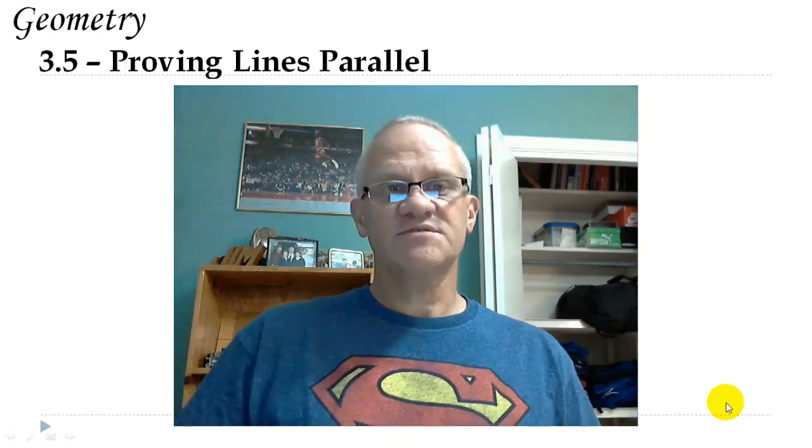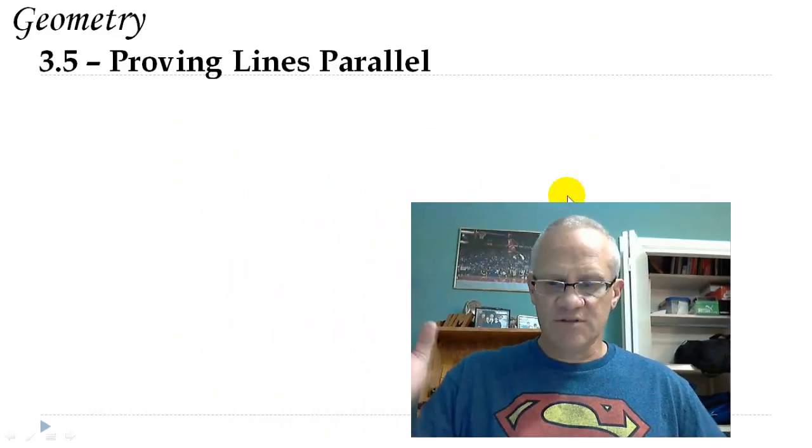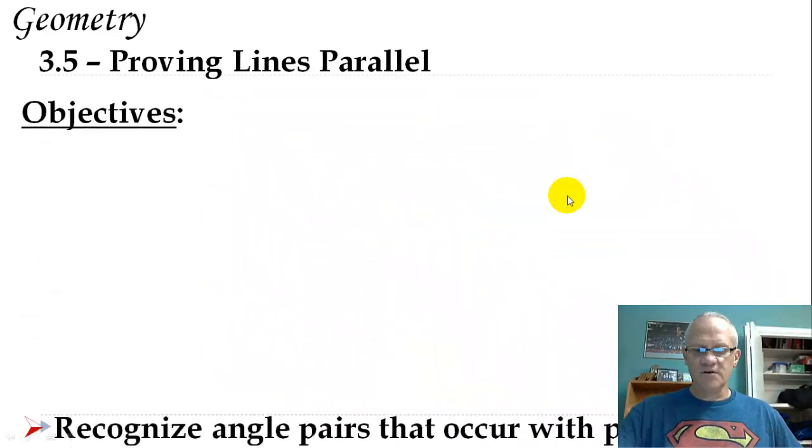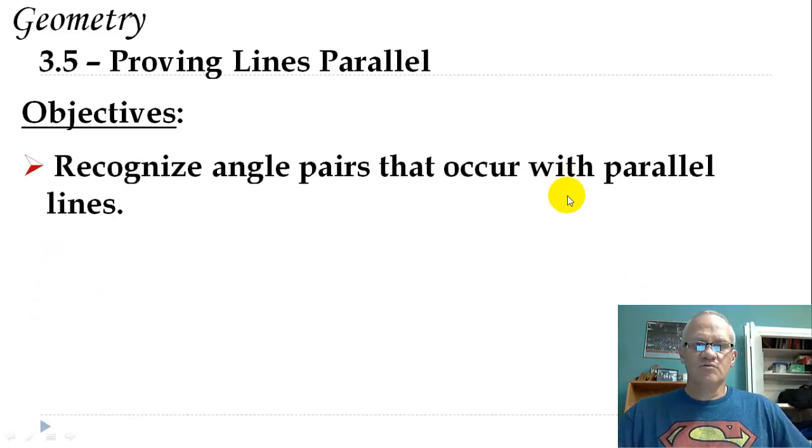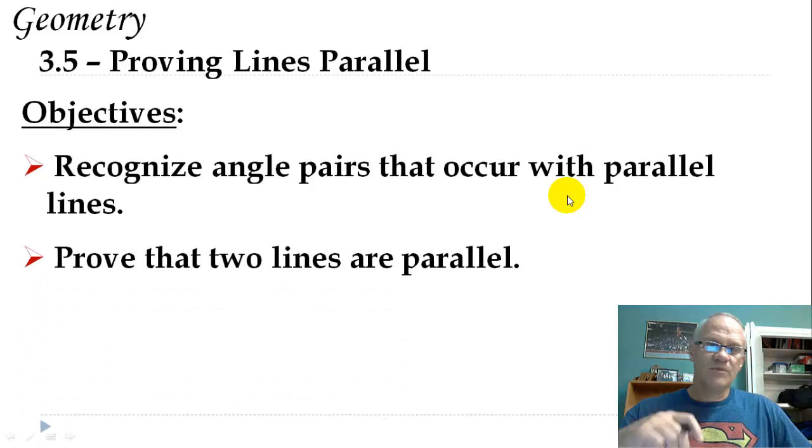Today we're in section 3.5 talking about proving lines parallel. Most of what we're going to talk about today is very similar to things that we've talked about, so this shouldn't be too long today. All right, so let's get started. First of all, our objectives. We're going to recognize angle pairs that occur with parallel lines, and then we want to prove that two lines are parallel.